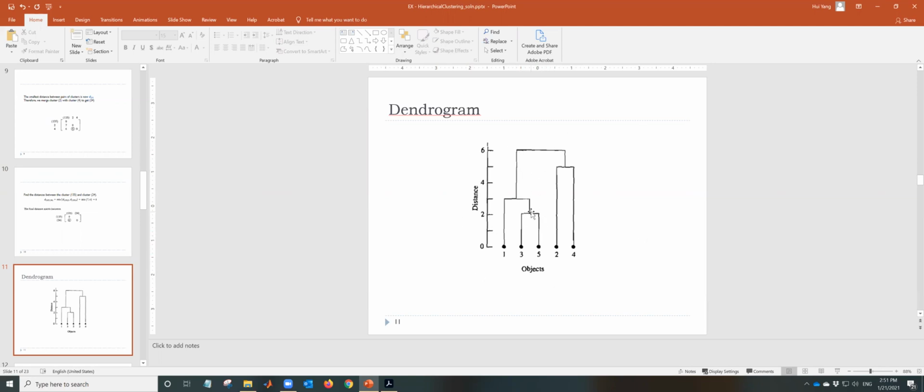So this is step 1. We merge 1. Step 2, and then step 3, and then we have no update. Then we finish the hierarchical clustering. So this is an example of using the single linkage.